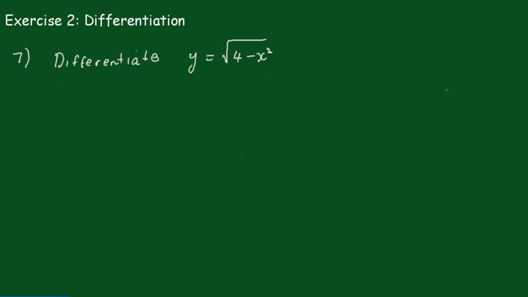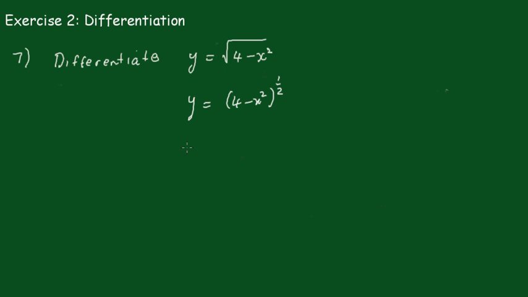Okay, number 7. We have to differentiate y equals the square root of 4 minus x squared. Again, pause the video. Alrighty, now what you need to do here is rewrite that as 4 minus x squared to the half. This is the case of the chain rule.